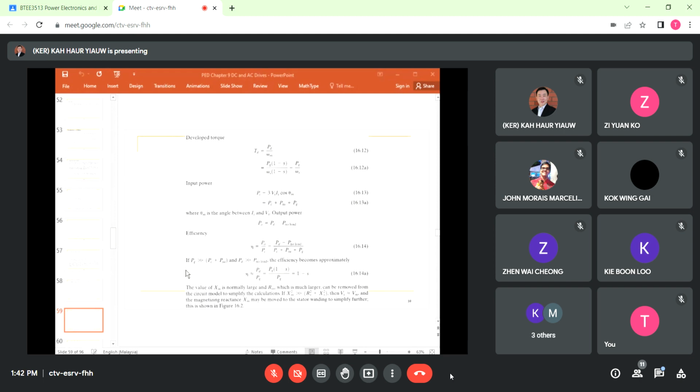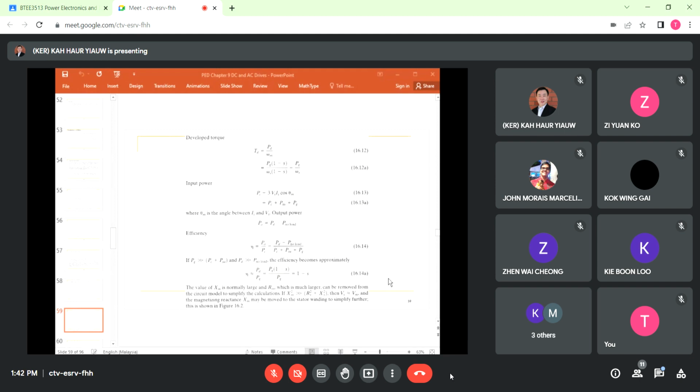If Pg is much greater than Pc plus Psu, and also Pd is much greater than P no load, the efficiency can be approximated in equation 14a here, which is equal to 1 minus S. The value of Xm is normally large. However, Rm is much larger, and it can be removed from the circuit model to simplify the calculation.